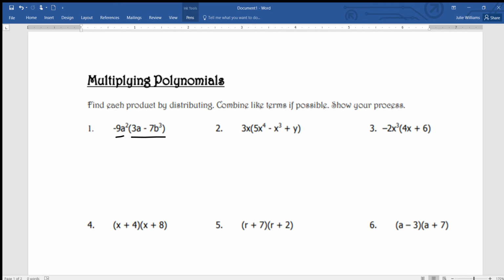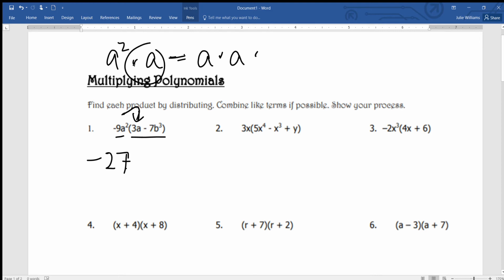My first distribution is negative 9a squared times 3a. So you multiply your coefficients first. Negative 9 times 3 is negative 27. And then you're multiplying a squared times a. If you remember our exponent rules, when you're multiplying by the same base, you add the exponents. That would make sense because a squared is simply a times a, and then I have to multiply by another a, so that is a to the third. So negative 27a to the third.